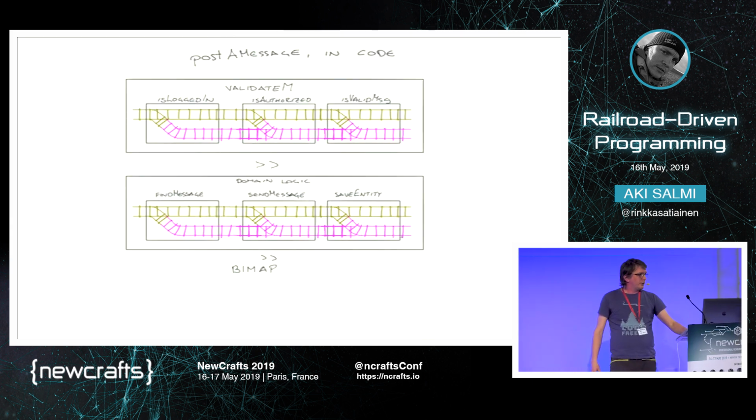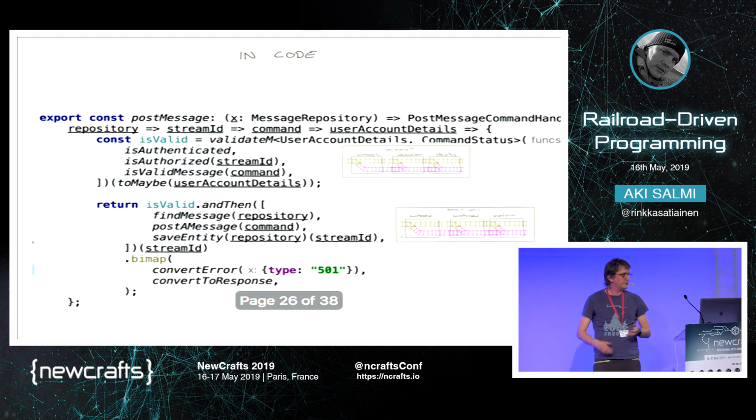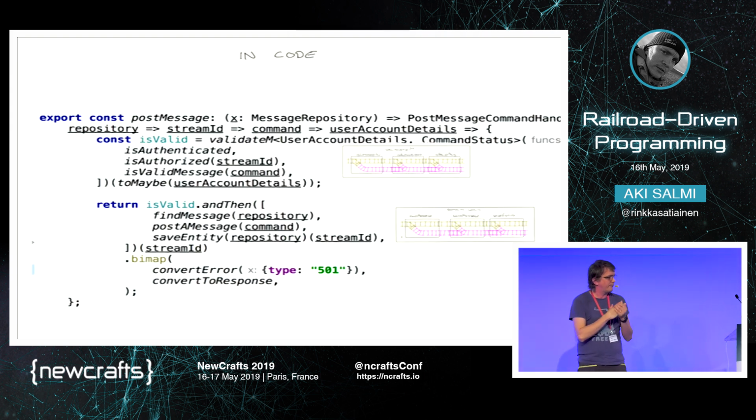So what does it look like in code? I think that's what we want to see. This is the code that I've written myself. The first three messages: isValid is a function that takes in the user account details and returns a type of command status. And validateM basically creates the first three tracks, or chains these three functions together: isAuthenticated, isAuthorized stream ID, and then isValidMessage with the command.